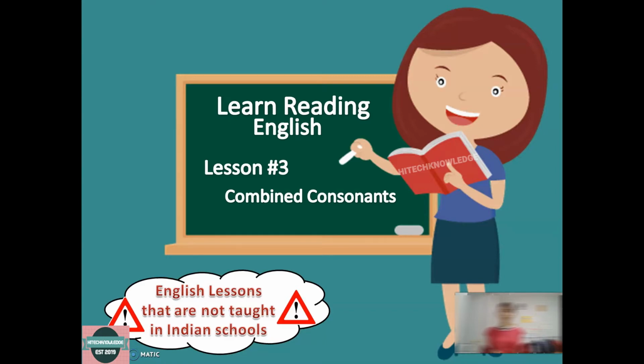In the English language, there are 21 consonants and 5 vowels. The vowels are A, E, I, O, U. Any alphabet except the vowels is a consonant. So what do we mean by combined consonants? If we go with the literal meaning, combined consonants means when we combine 2 or 3 consonants. For example, B and L. If we combine B and L together, it makes the sound "bl". If we combine C and L together, it makes the sound "cl".